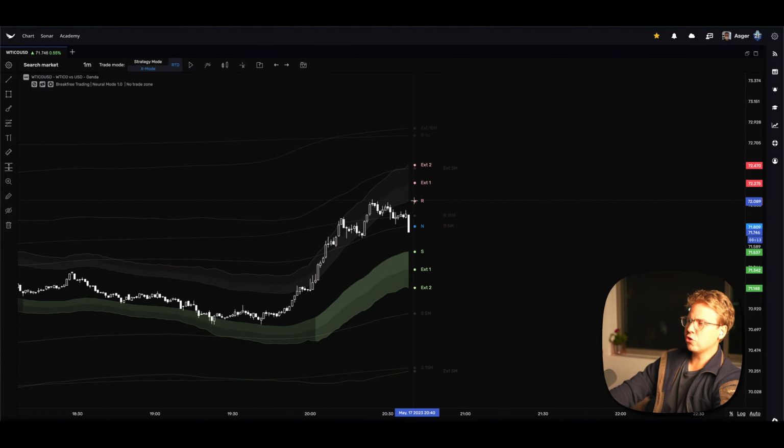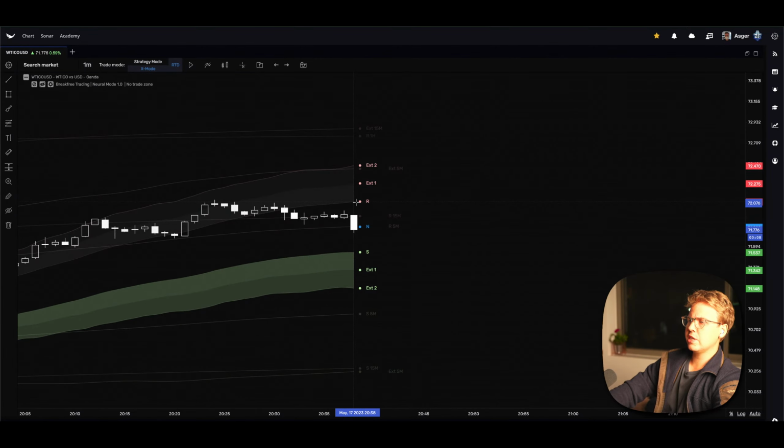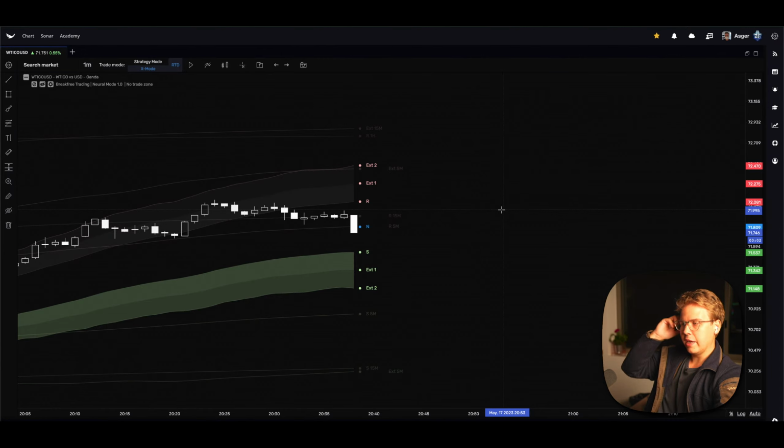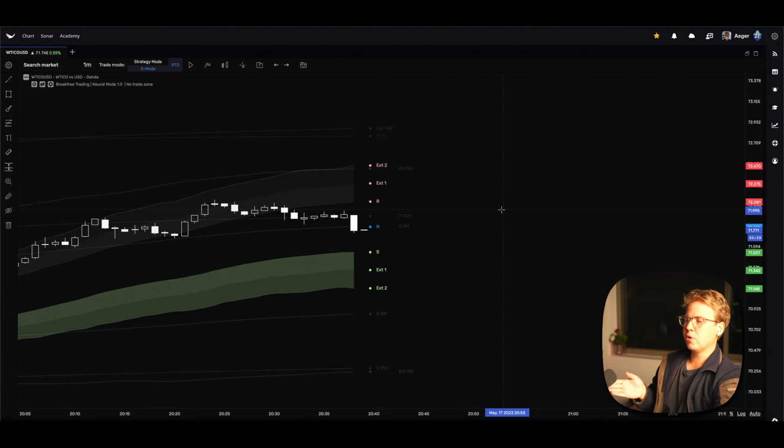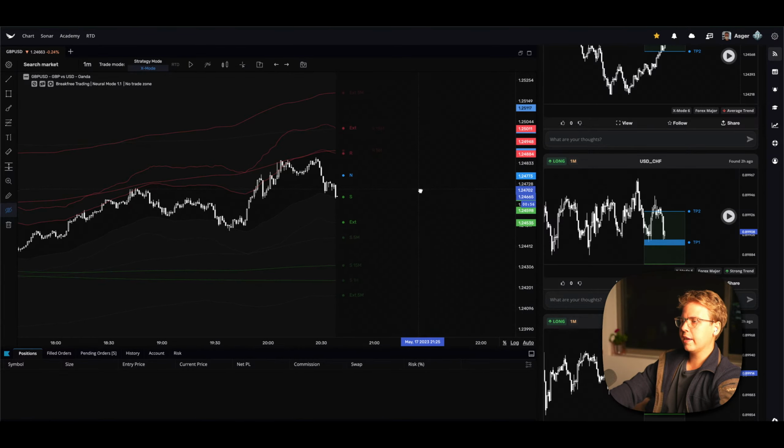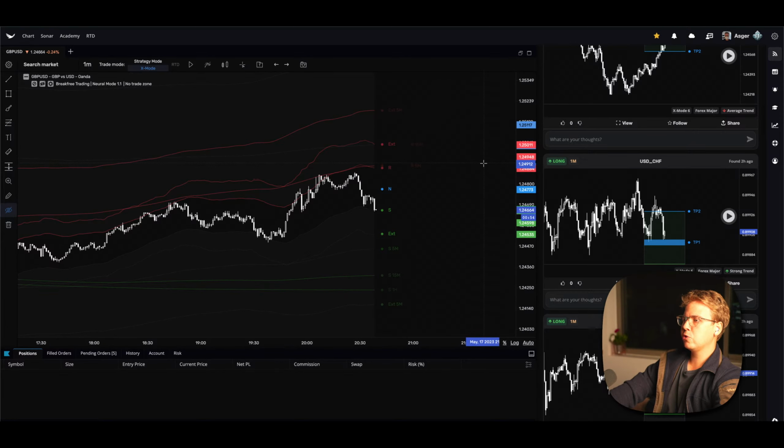I think these zones are confusing people. It's like, okay, if it goes here or here, do I short here, or here, or is it up here, and so on? I think that's confusing to people, and overall confusing to neural mode. So that's why we're looking at what we can do to improve this.